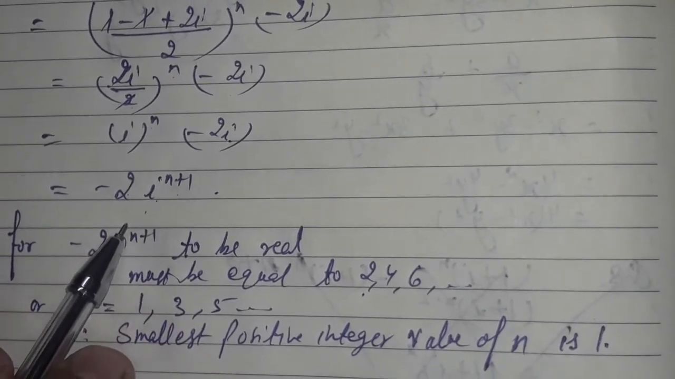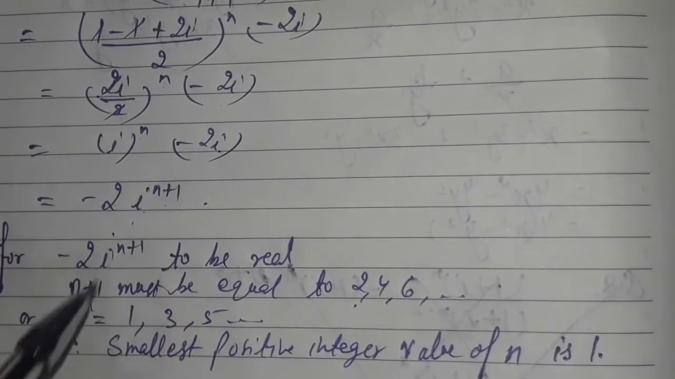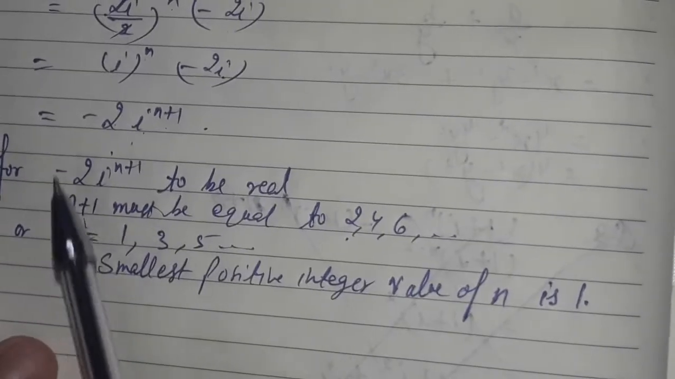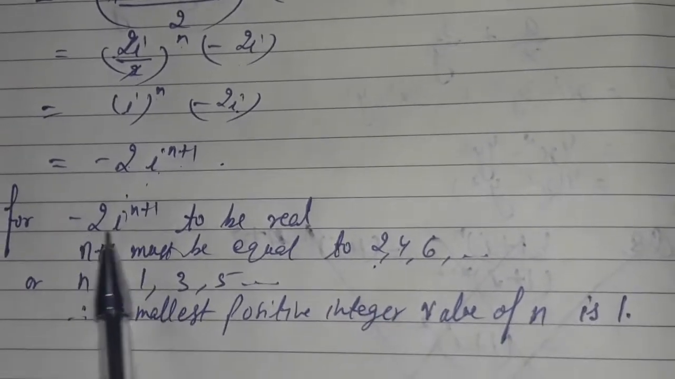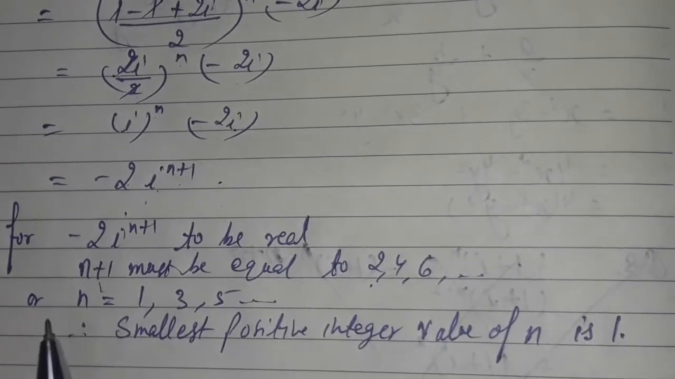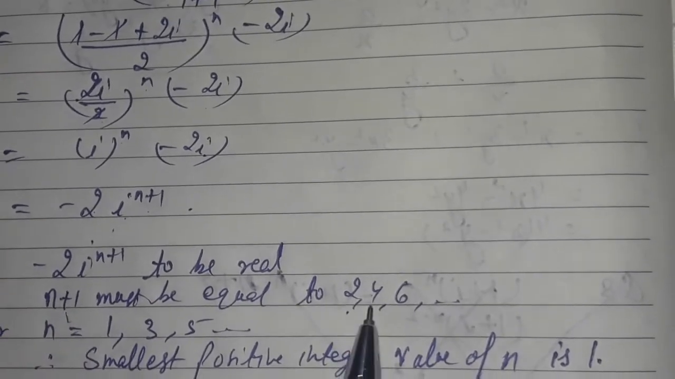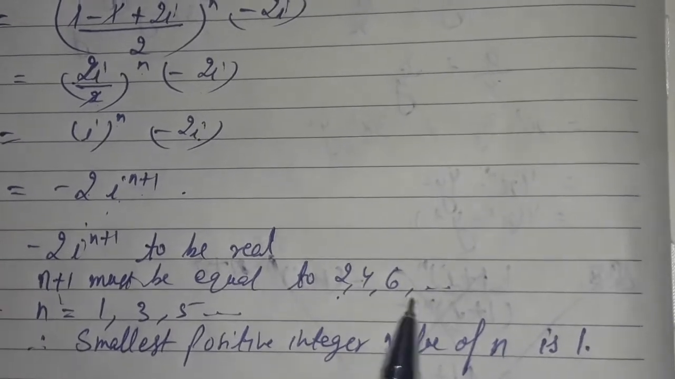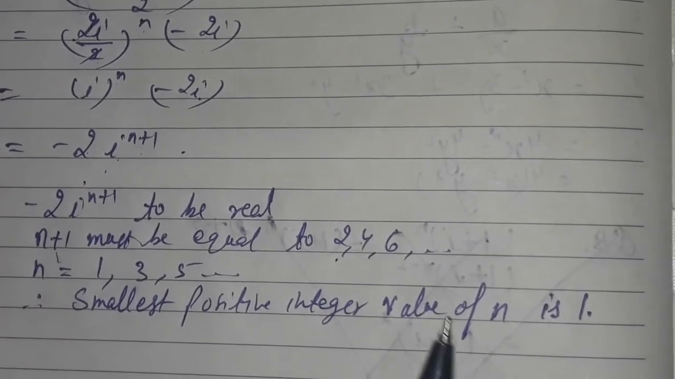If the power of iota is 6, then its value is again minus 1. So we have considered here n plus 1 must be equal to 2, 4, 6 if we want this whole value as a real value. If n plus 1 is equal to 2, the value of n becomes 1. If n plus 1 is equal to 4, n becomes 3. If n plus 1 is equal to 6, it becomes 5. Therefore the smallest positive integer value of n is 1, because we have to find the smallest positive integer.